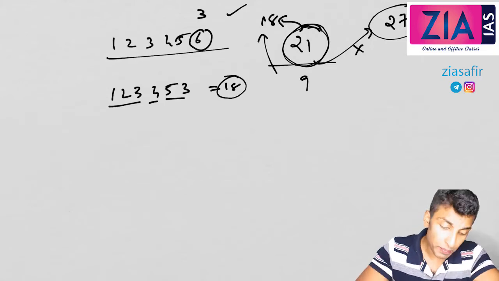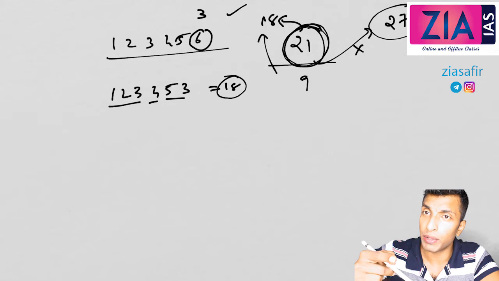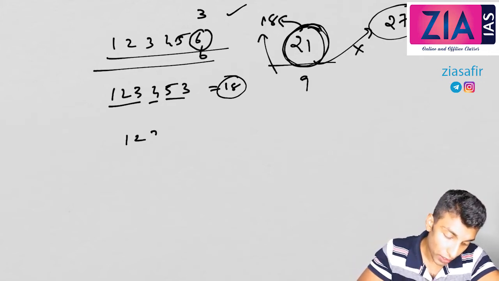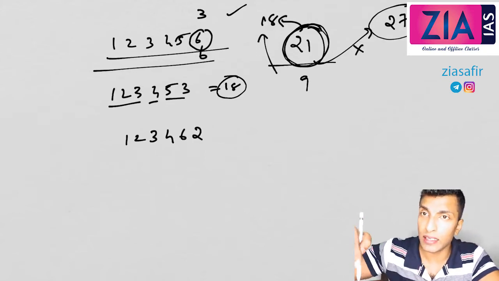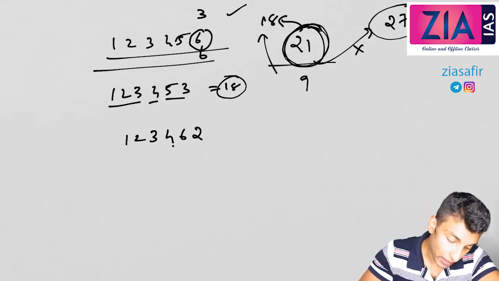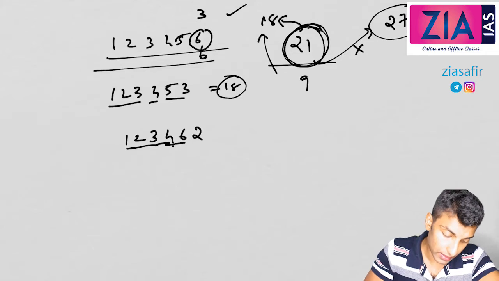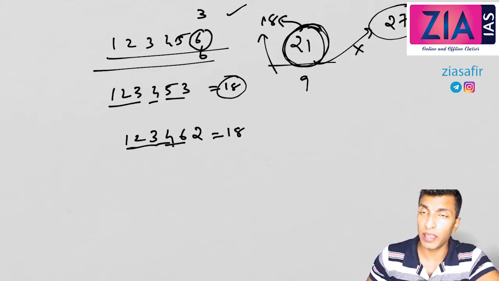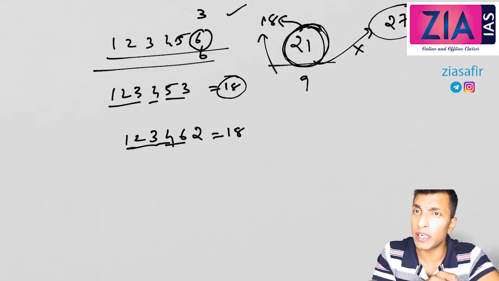The next multiple after 21 should be 27. So 27 means how much do you need to add? 6 you need to add. So add 6 here. That means 123462. The sum is 6 plus 2 is 8, plus 10, that is 16, and 2, that means 18. That is also divisible by 9. So I'm giving you a number and asking for the previous multiple and next multiple.